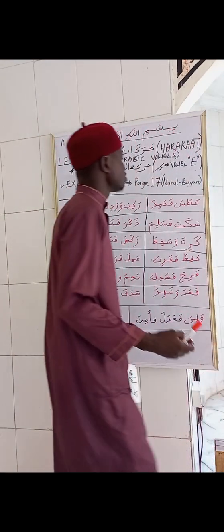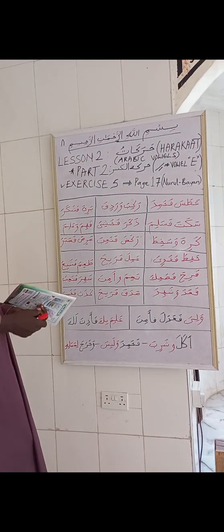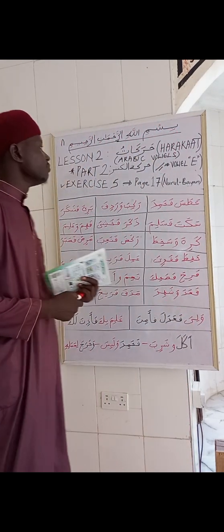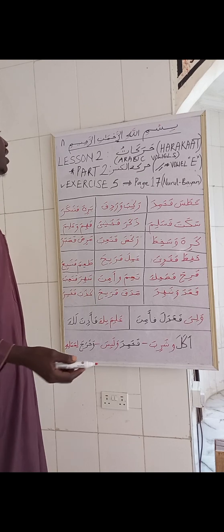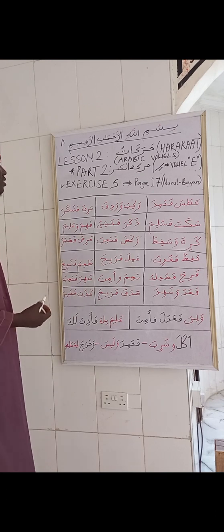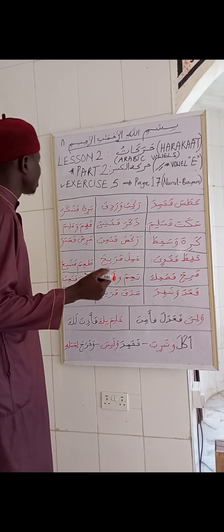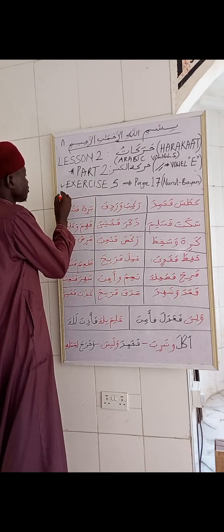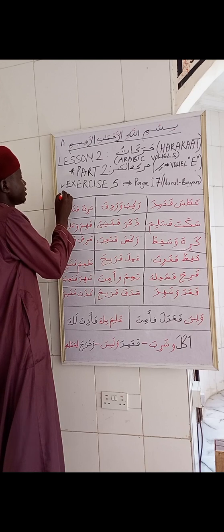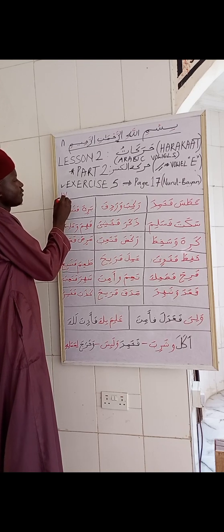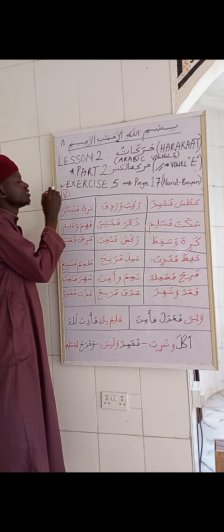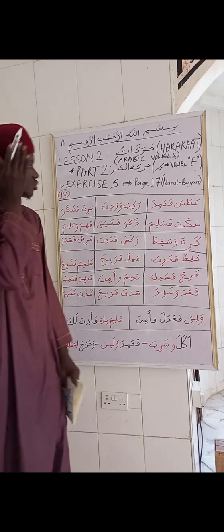Don't forget, those that have not gotten the book, the soft copy, I have it with me. You can always drop your email in the comment section and I will reach out to you. So this is how to write number 17 in the Arabic alphabet. So go to a page that has this number. So this is 17.